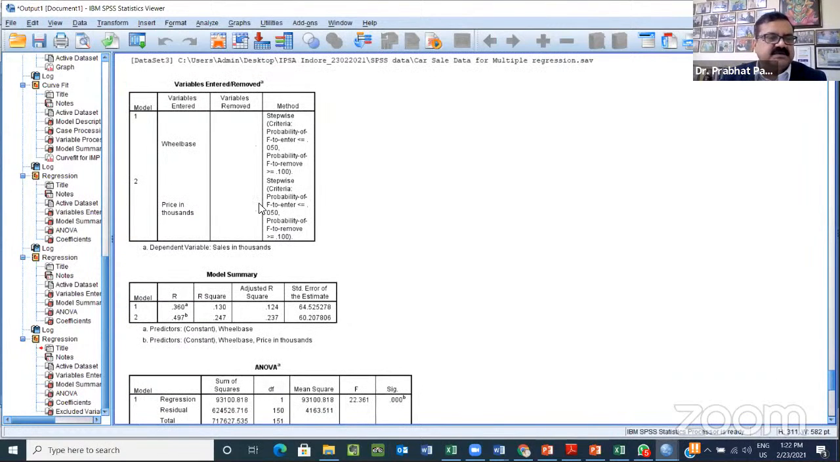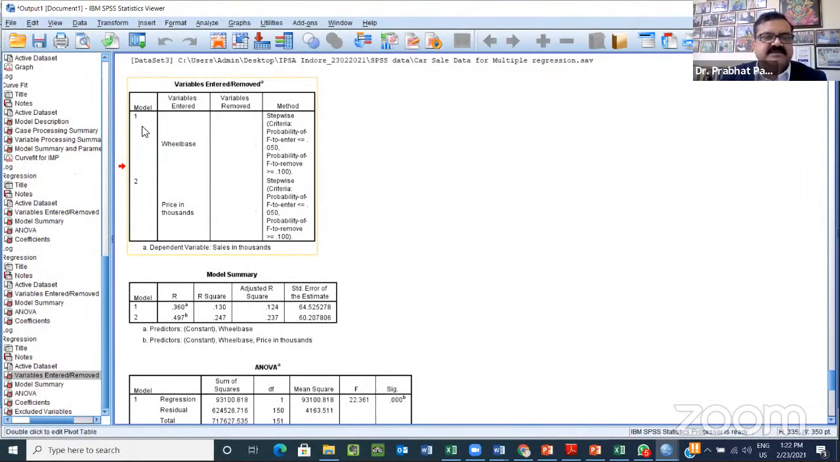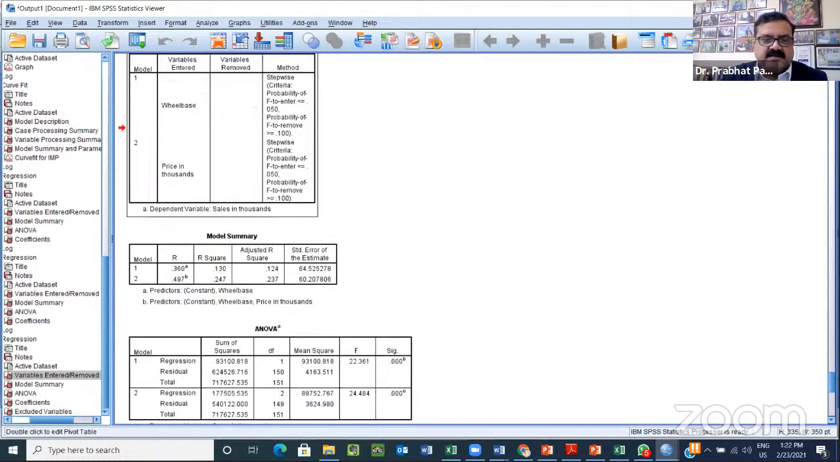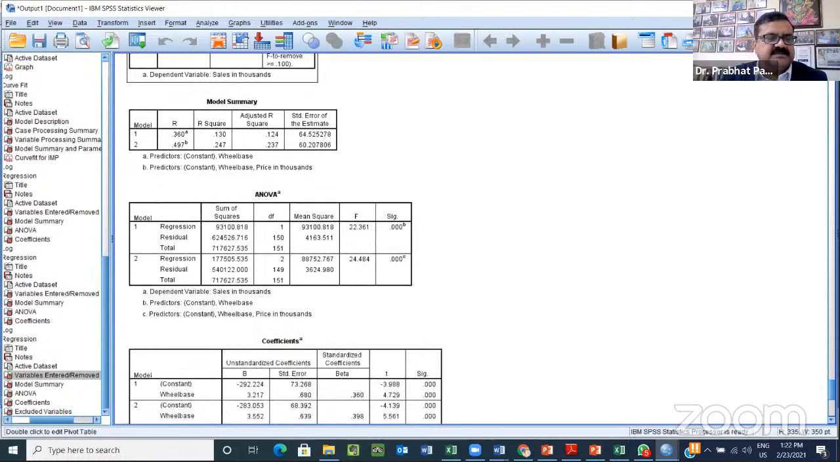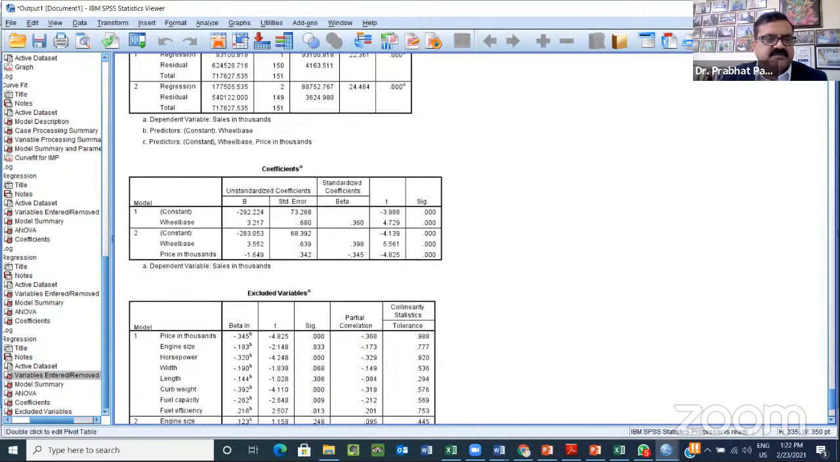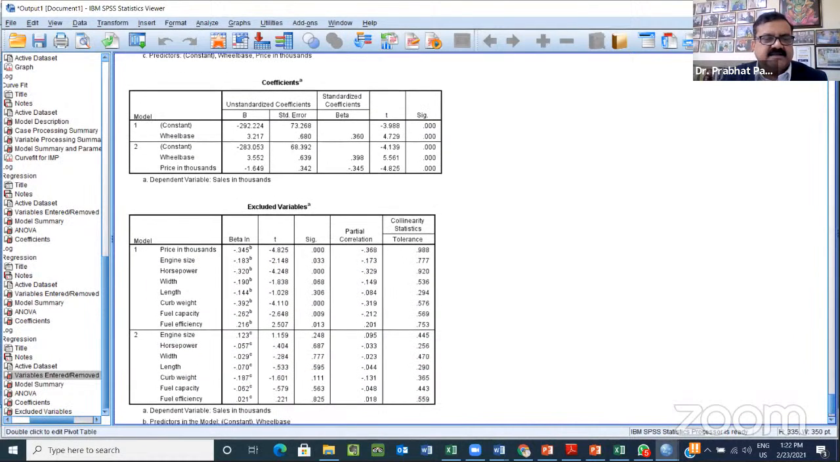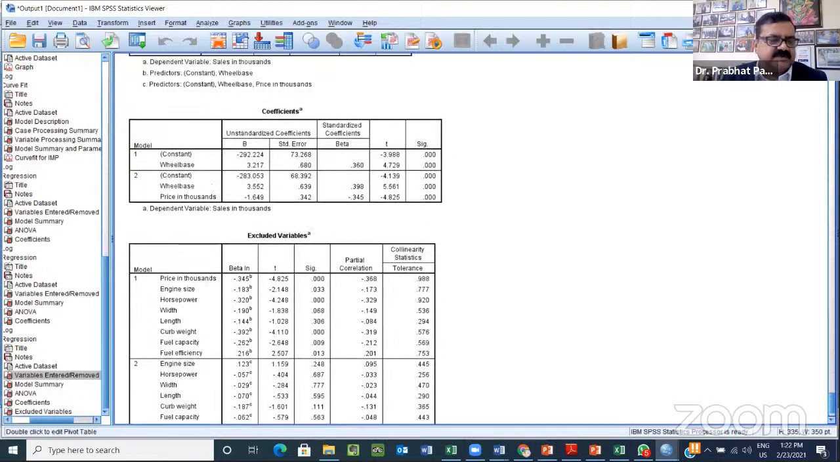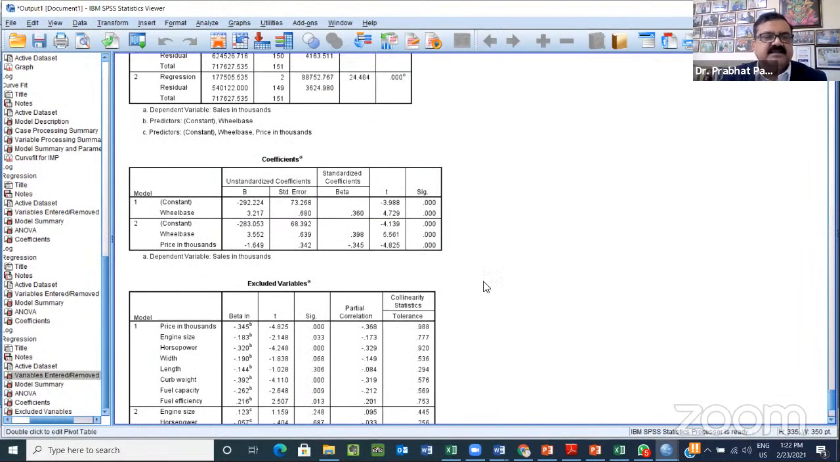Here you can see there are two models that have been created by the computer, model 1 and model 2. Then you have the model summary of both models, the ANOVA table of both models, the coefficients of both models, and the variables that have been excluded. There is a list of variables over there. Our concern will be to interpret the last model, which is the second model in this case.